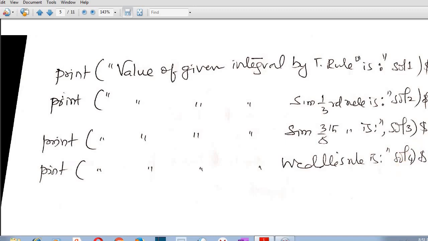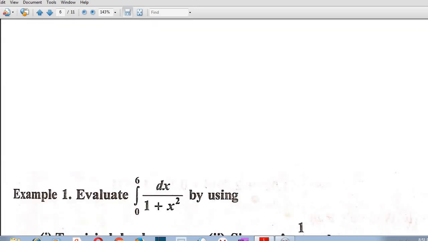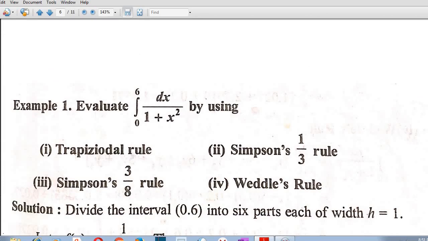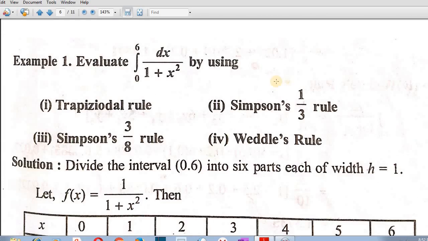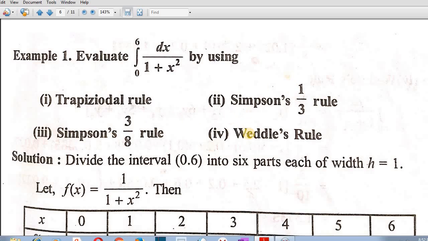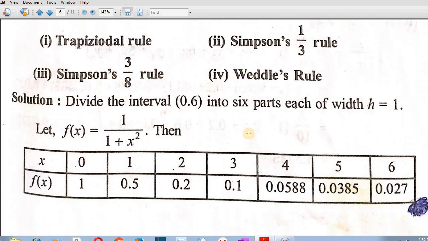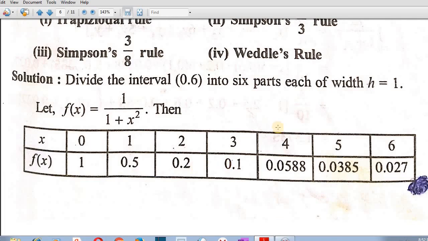Let me go for one example. Evaluate the integral from 0 to 6 of dx by 1 plus x square by using the trapezoidal rule, Simpson's 1/3 rule, Simpson's 3/8 rule, and Weddle's rule. This is a solved problem. I'm explaining it to you. This is divided into 6 parts. 0 to 6 divided by 6 is nothing but 1. H is equal to 1. There are 6 parts.